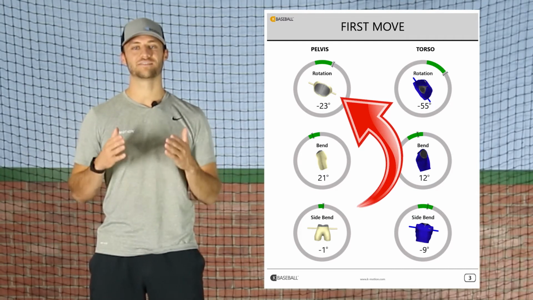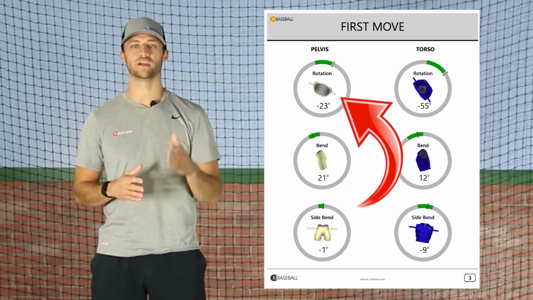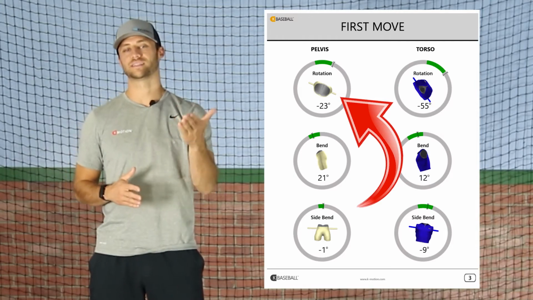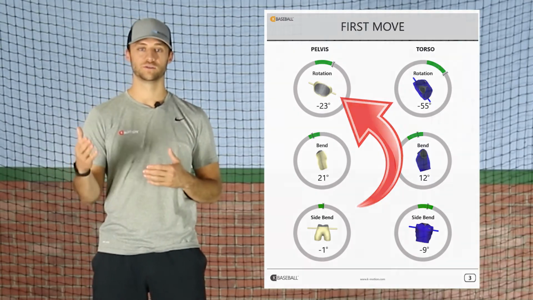This player is at -23 degrees, which is in range. They will likely be on time for the fastball with the ability to adjust to different pitches.